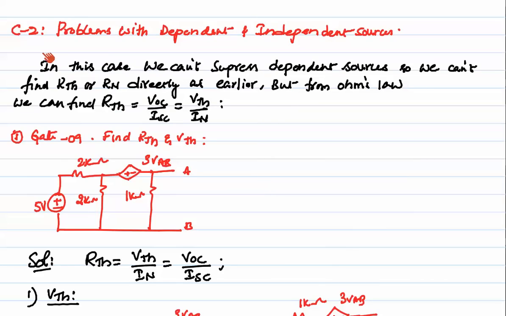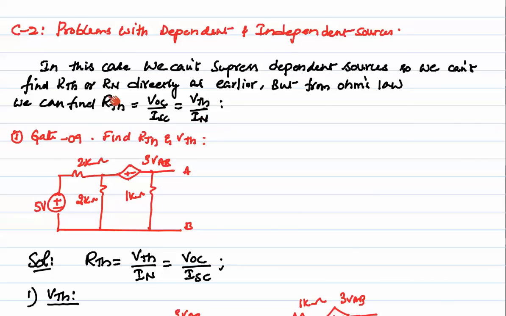So let's continue the discussion in case 2, that is Thevenin's theorem, with problems having dependent and independent sources. That means here we have a combination of dependent sources and independent sources. In this case, we can't suppress the dependent sources, so we can't find RTH or Rn directly as earlier. But from Ohm's law, RTH can be found as V open circuit divided by ISC, or VTH by IN.